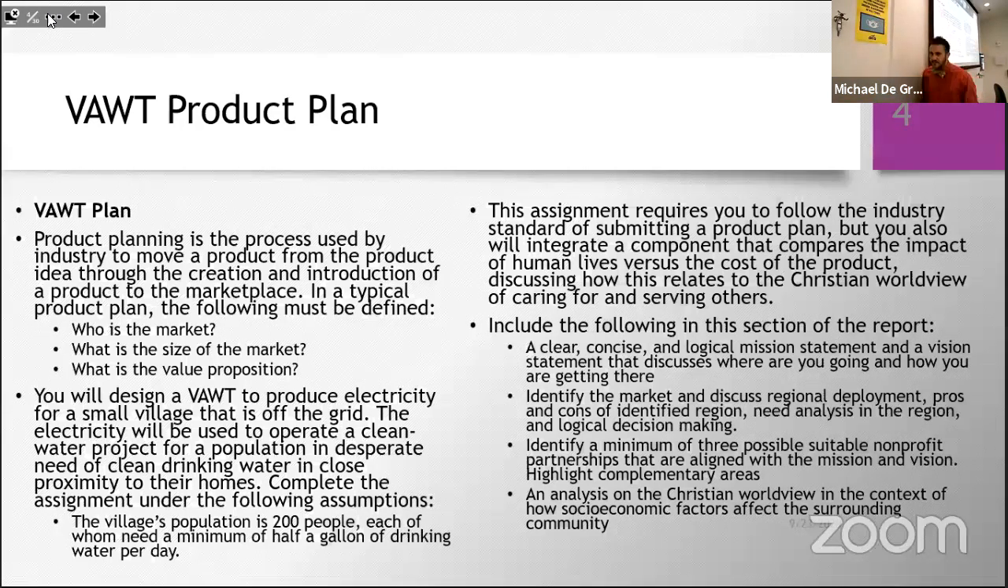We want to identify a minimum of 3 possible suitable nonprofits for you to partner with, right? So you say, hey, I noticed that X, Y, and Z, all their missions align with what we're trying to do here, and I think they would be good partners for these reasons. So pick 3 nonprofits that are suitable, and detail how you can partner with them in making this a reality. You should also highlight any complementary areas. So maybe it's not exactly the same, but you complement each other in a specific way.